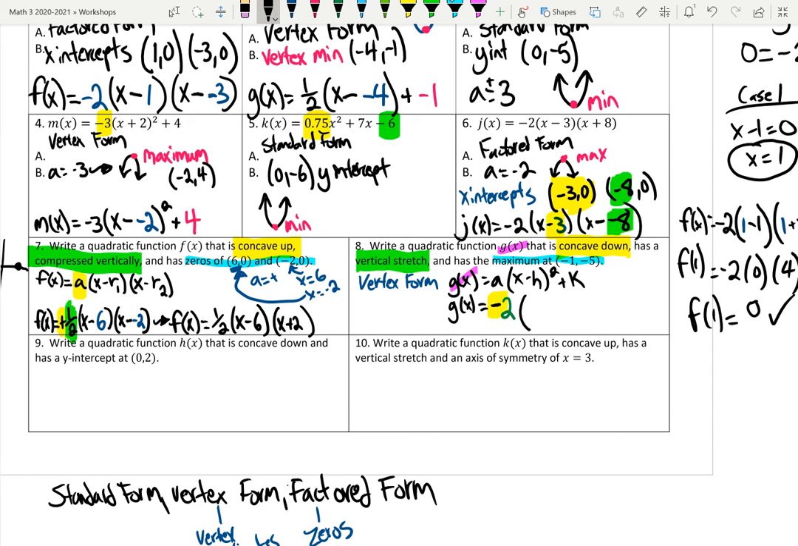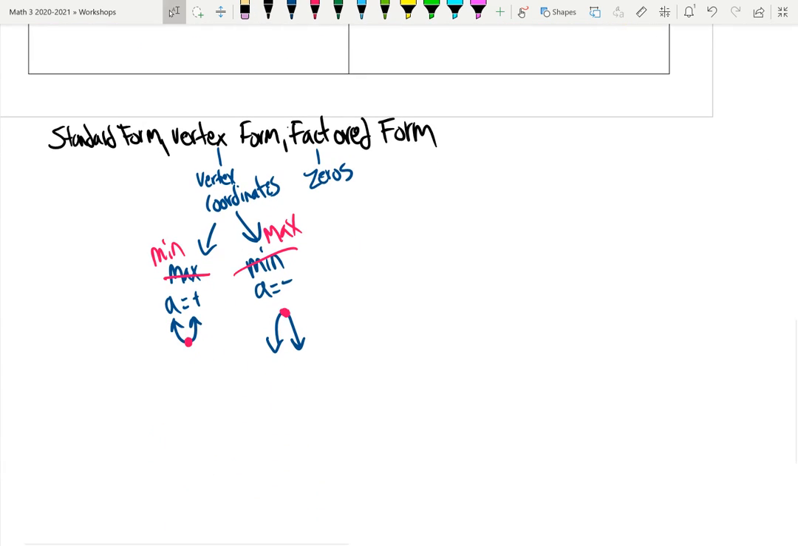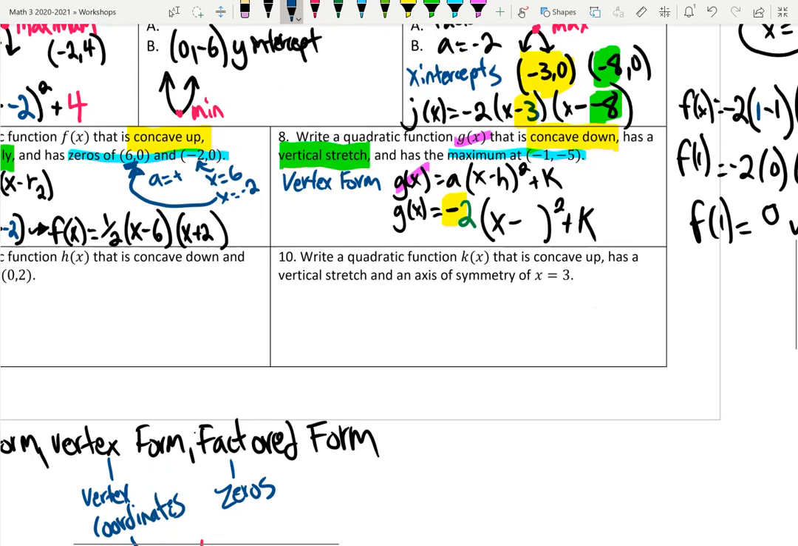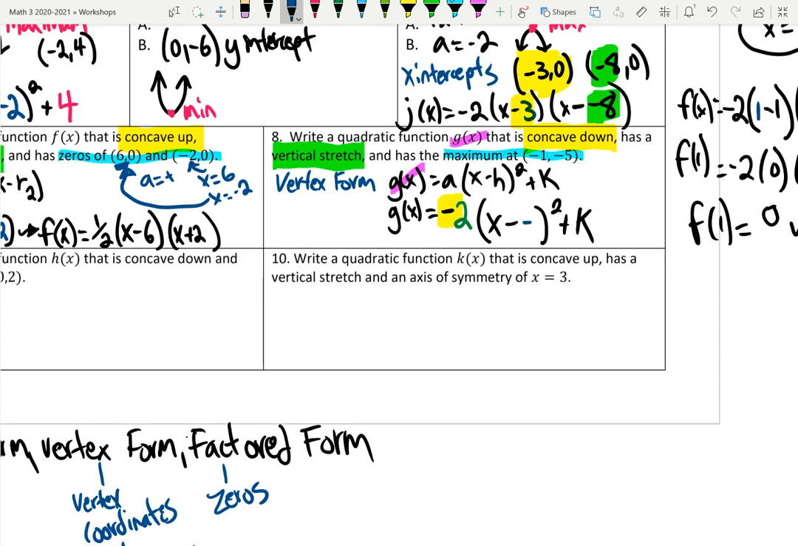And then now I'm going to go ahead and just simply plug in my vertex. Which coordinate goes where? Well, for a maximum and a minimum, it is always going to be the HK. It is always going to be the HK. So the X part of the intercept is going to be the H, and the Y part is going to be the K. Looking at it, I see that -1 is going to go on the inside for H, and I see for K, it is going to be a -5.